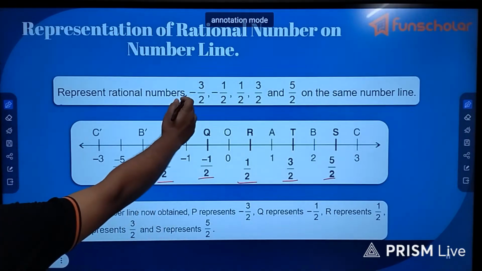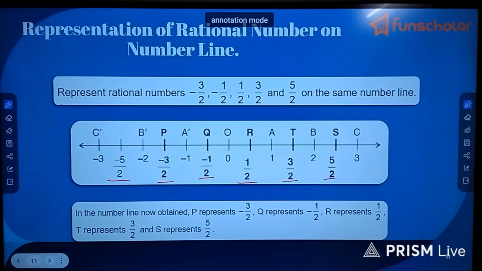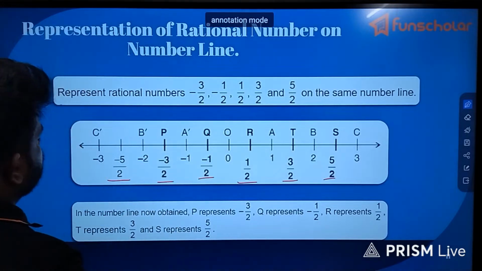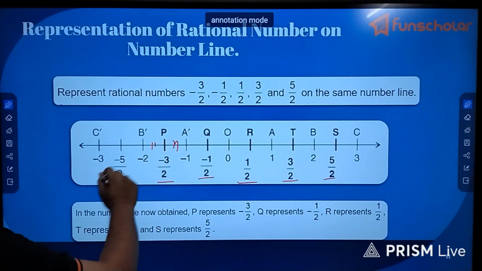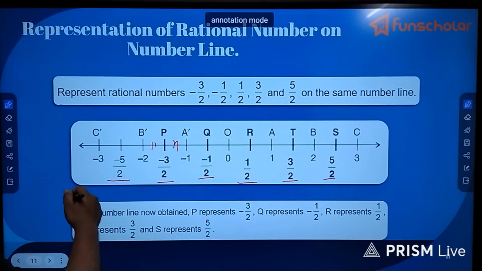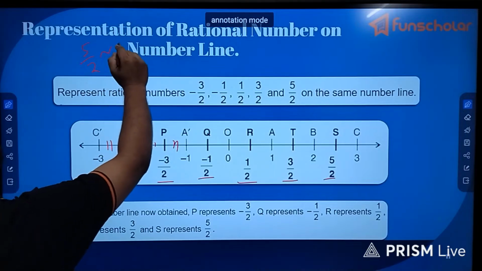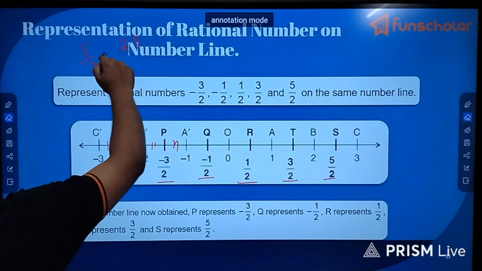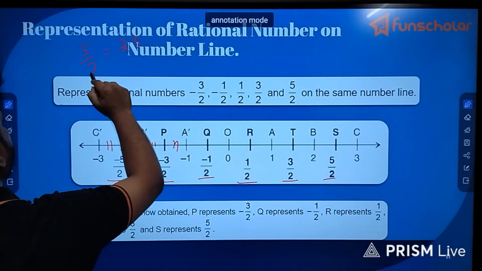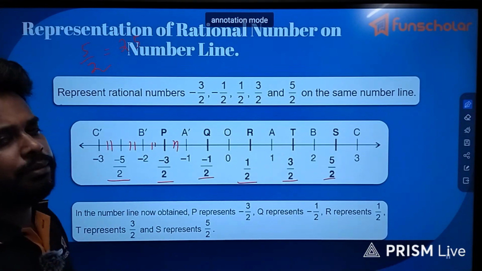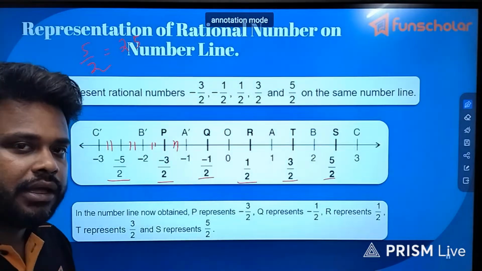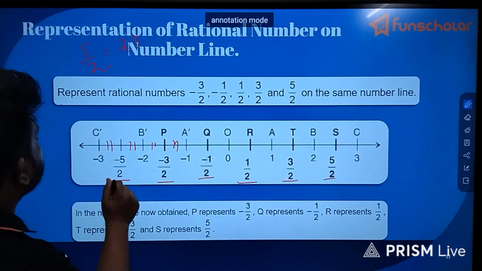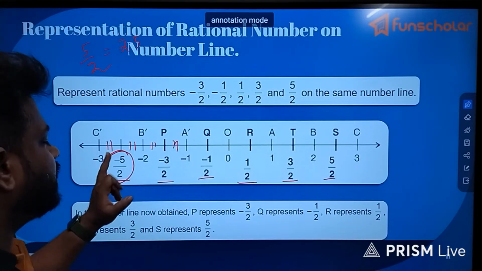So first of all, minus 3 by 2 will lie between minus 1 and minus 2. It is lying here and it has 2 divisions, so it will be minus 3 by 2. The same goes for minus 5 by 2. We know that 5 by 2 is exactly 2.5, which lies between 2 and 3. The same goes for minus 2.5, it will lie between minus 2 and minus 3, so it will be lying here, that is minus 5 by 2.